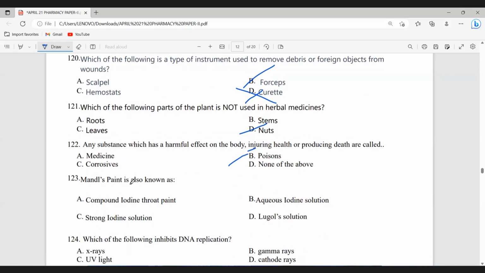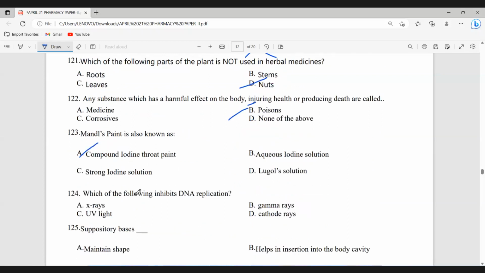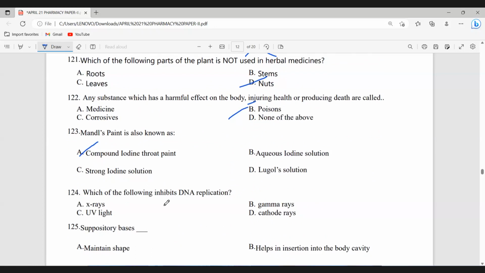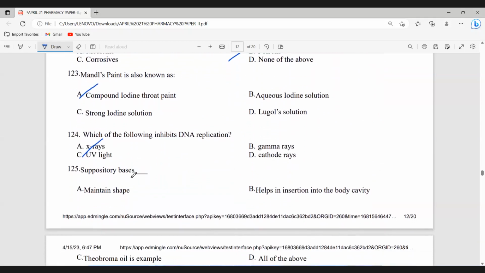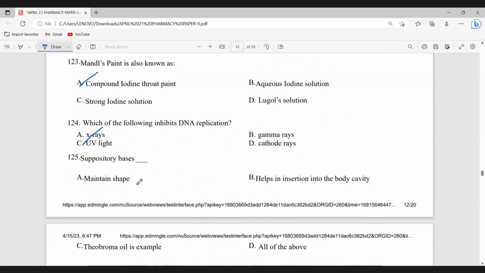Then 123, Mandl's paint is also known as compound iodine throat paint. Then 124, which of the following inhibits the DNA replication? UV rays will inhibit the DNA replication. Then 125, suppository bases. The direct question. Suppository bases maintain shape, help in insertion, everything. So all the above are correct.